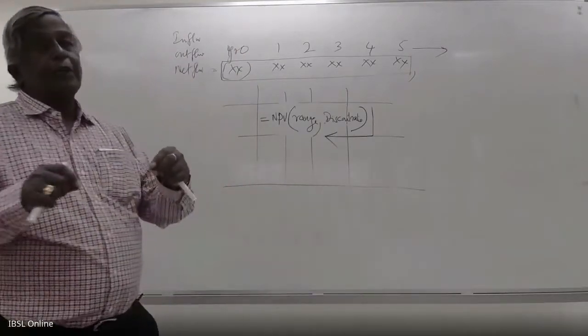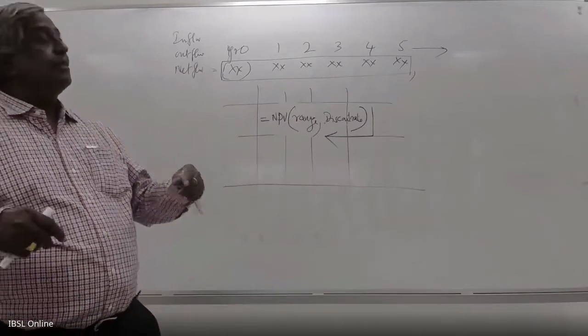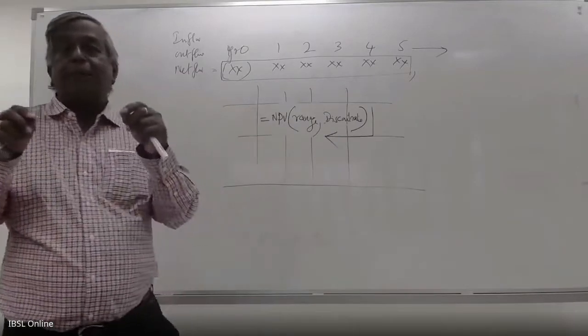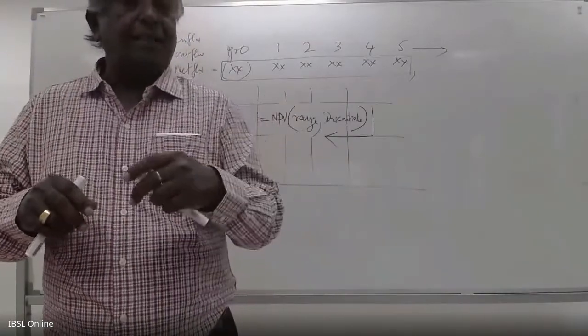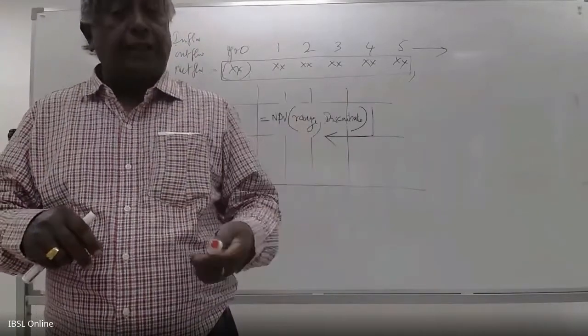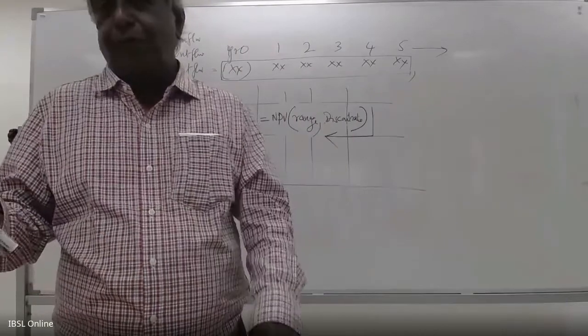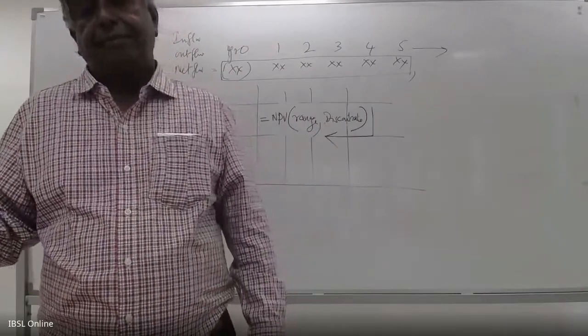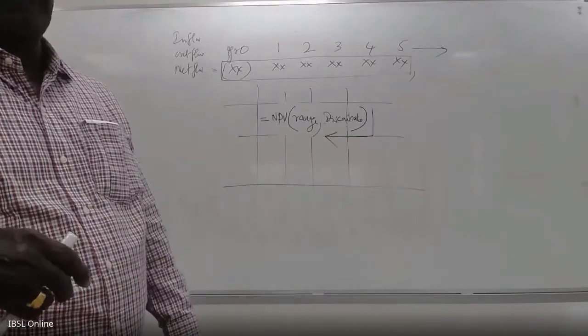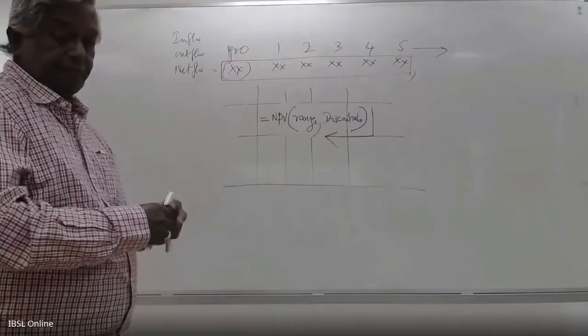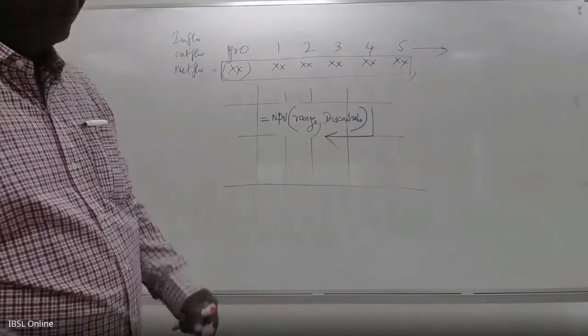Sometimes when you do it manually you get one answer, and when you use the computer there may be a slight difference. Because of the decimals, the computer answer will be more accurate, while you may do it with 2 or 3 decimals. So there may be a slight difference in the computer answer. This is NPV. Similarly, IRR.